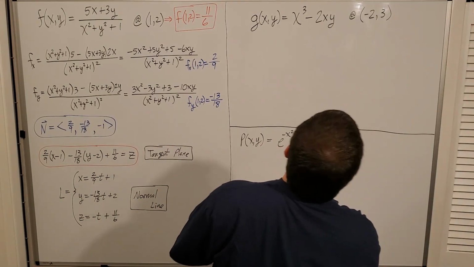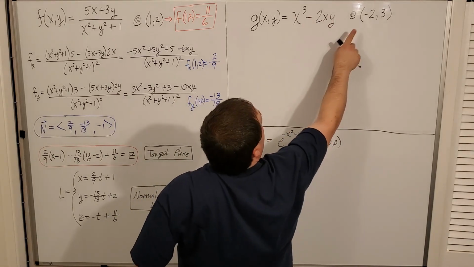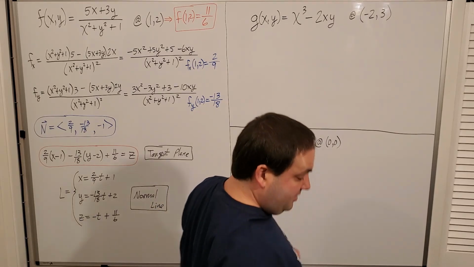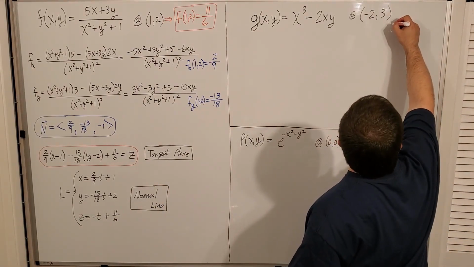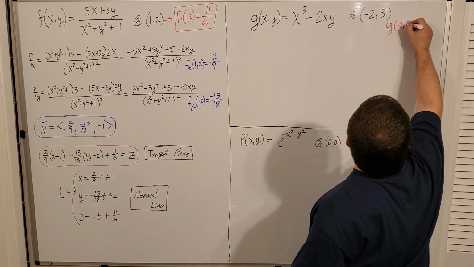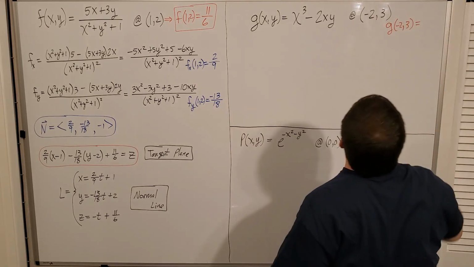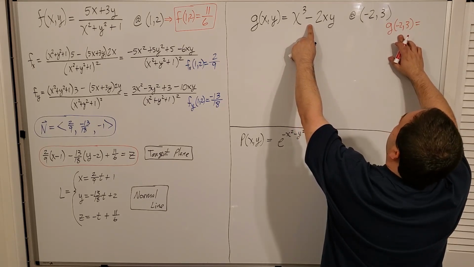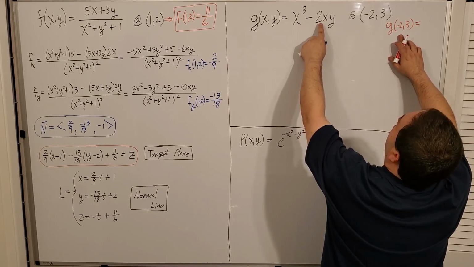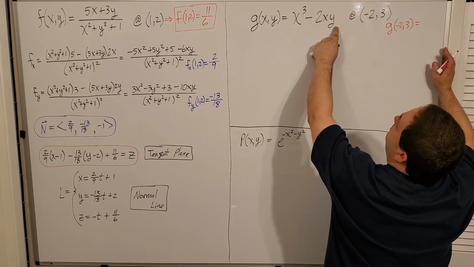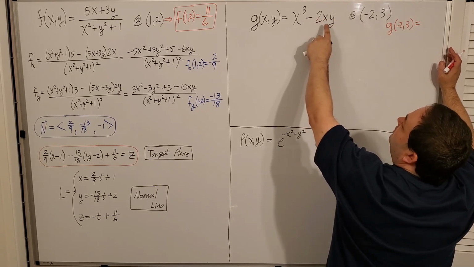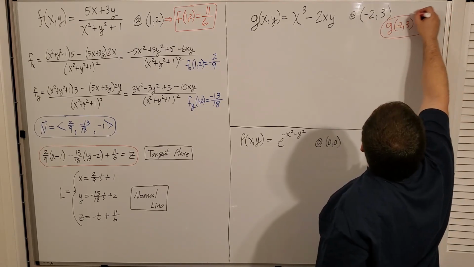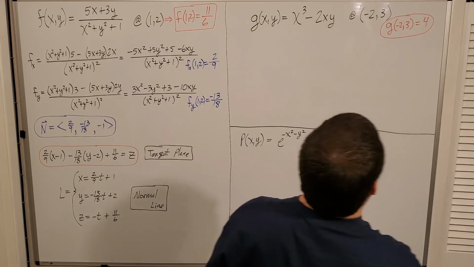g of x, y equals x cubed minus 2xy, at the point negative 2, 3. Let's go ahead and get our z value. g of negative 2, 3 is going to be equal to negative 8 minus 2 times negative 2 times 3. So that's 4 times 3 is 12, minus 8 is 4. Okay, so I've got my z value now.